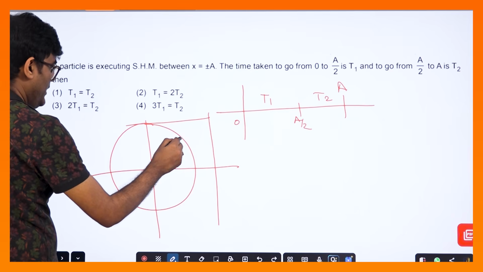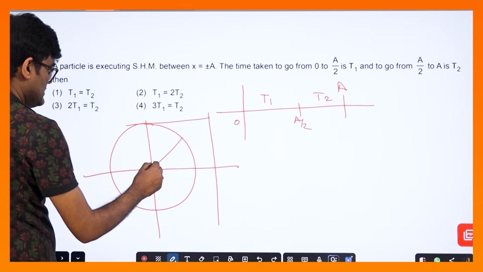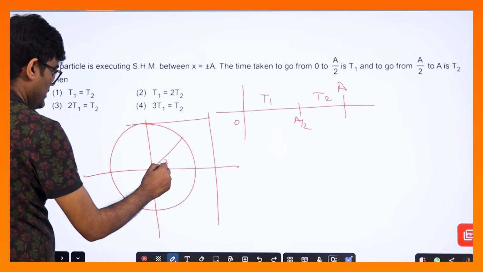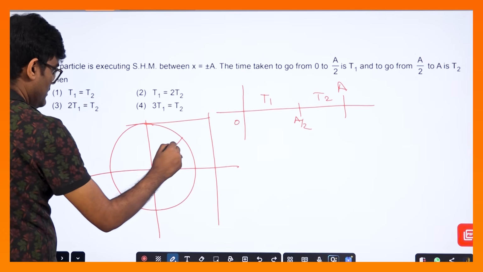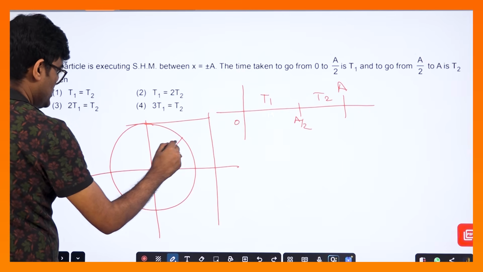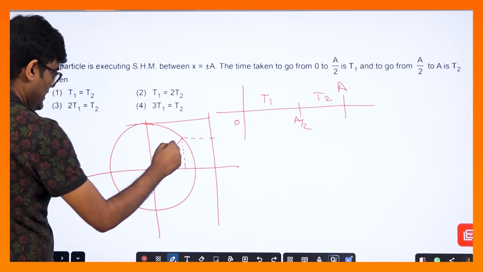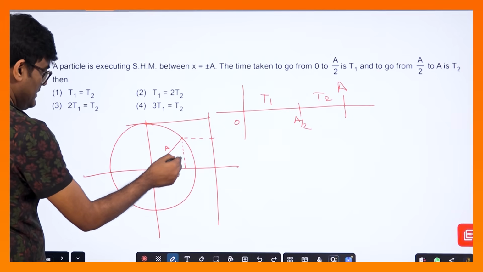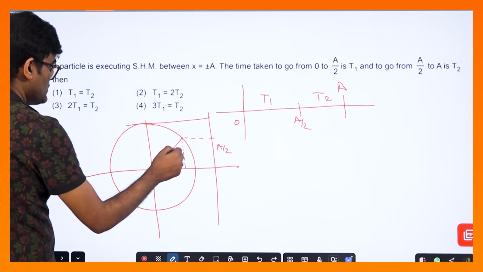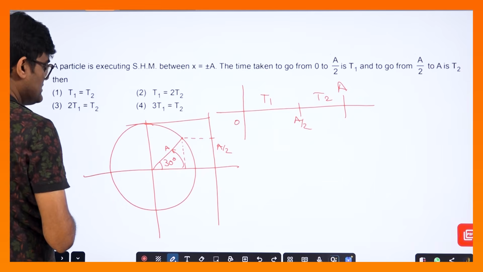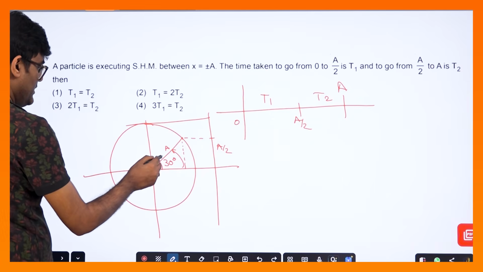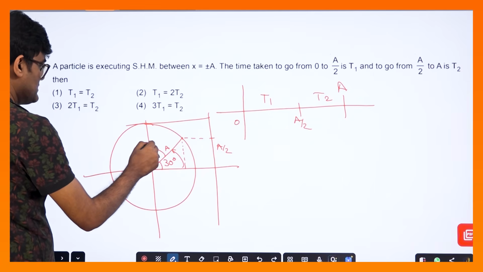A by 2 means this angle must be 30 degree, right? It is 30 degree because the projection of this radius along this line is A sine 30 degree, which is A by 2. So from here to here, how much distance is it covering? It is covering 30 degree. From here to here, it is covering 60 degree.